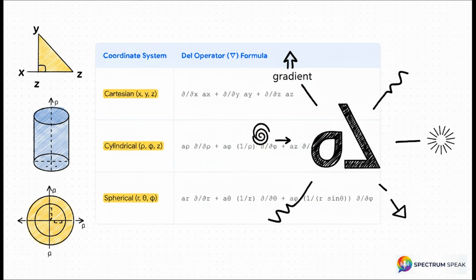Now, don't let all these symbols intimidate you. The job it's doing, finding the gradient, divergence, or curl, is exactly the same. The only thing changing is the mathematical language we're using to describe our position. You can see how in cylindrical and spherical, terms like rho and r pop up to account for the geometry. But the physical principle? That's constant.